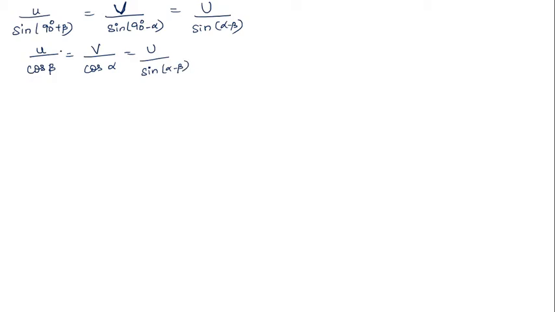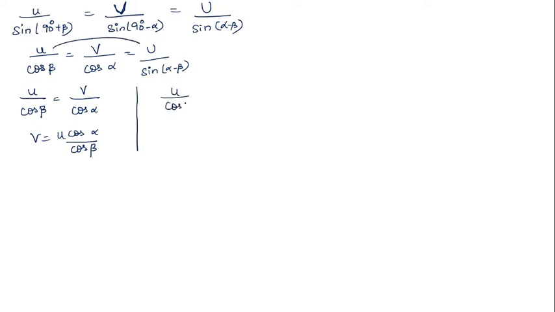Now I am going to find my capital U and capital V by using this formula. So combine the first two equations, this will be u by cos beta equal to V by cos alpha. So I need to find V alone. So V is equal to u cos alpha by cos beta. The second, these two equations, if you compare, this will be u by cos beta equal to capital U by sine of alpha minus beta. We have to find capital U alone. So U is equal to small u into sine of alpha minus beta divided by cos beta.